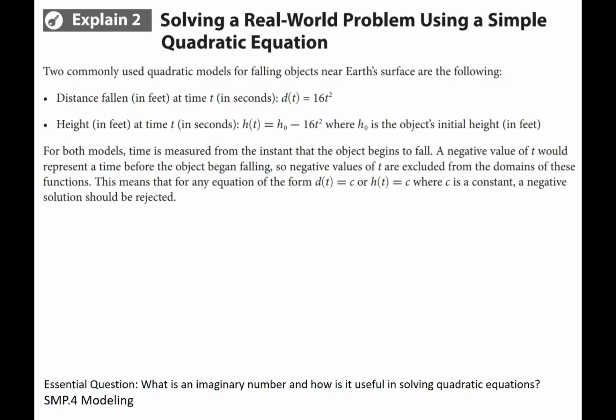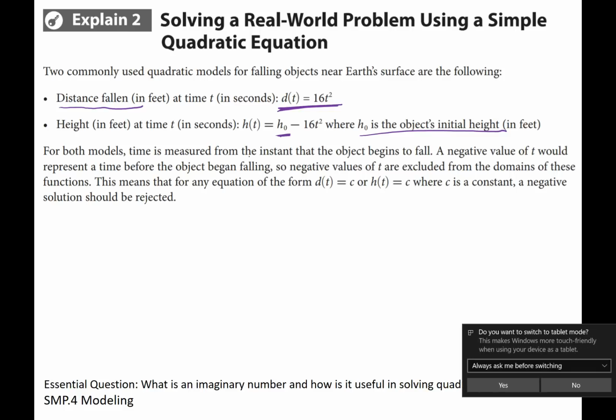The Earth's surface are as follows. So, this is just a general equation. It has to do with gravity, I'm sure. But the distance fallen in feet is this equation. So, if they say distance fallen in feet, you can automatically assume that equation. Height in feet, we start with what we call an h, or it's h of t equals h sub 0, or sometimes they'll say h sub naught. That's the initial height of the object. And then they might give that to you in the problem. And then they subtract whatever this distance is, okay?